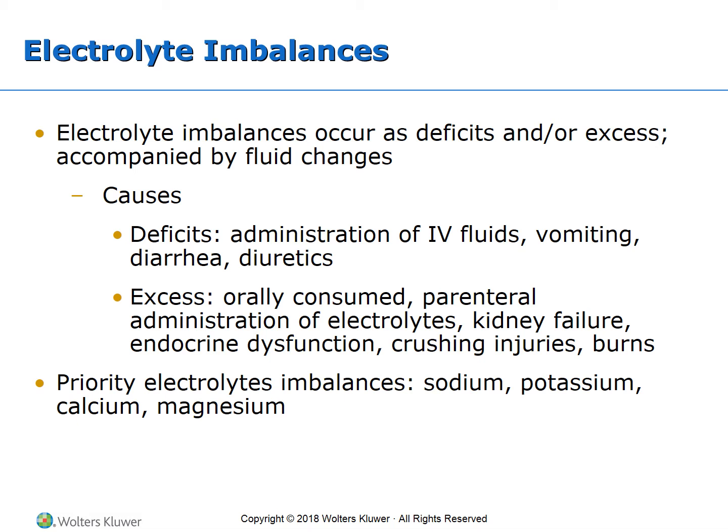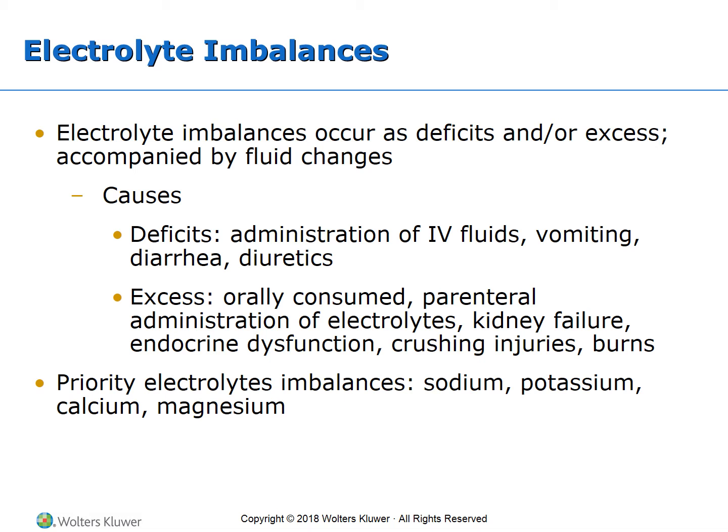So there are different types of electrolyte imbalance. We have hyponatremia, hypernatremia, hypokalemia, hyperkalemia, hypomagnesemia, hypermagnesemia, hypocalcemia, hypercalcemia, hypophosphatemia, and hyperphosphatemia. And then you have hypochloremia and hyperchloremia. So hyper is a lot, hypo is low. So you have this for all the different electrolytes.